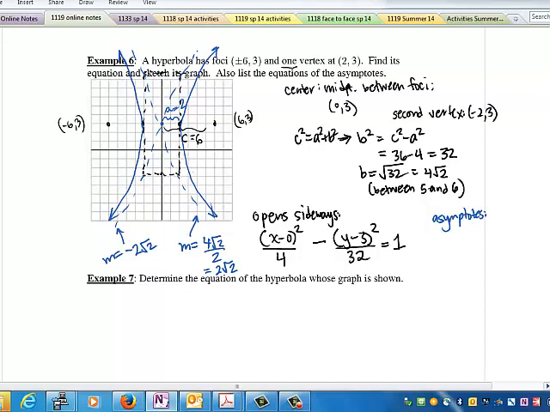Both of the asymptotes go through this same point, which is (0, 3). So we're using the point (0, 3) and a slope of either plus or minus 2 square root of 2, depending on the line. So we'd have y minus 3 equals positive or negative 2 square root of 2 times x minus 0. And then we could solve that for y. y equals positive or negative 2 square root of 2 times x plus 3. So the two lines would have opposite slopes but the same y-intercept.